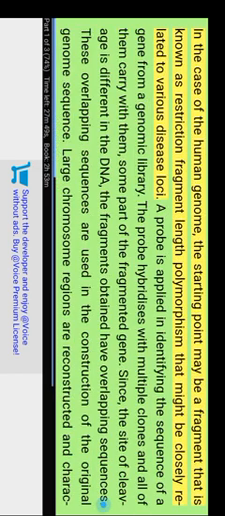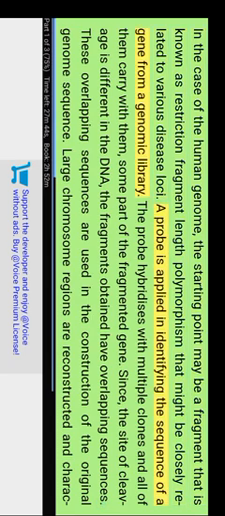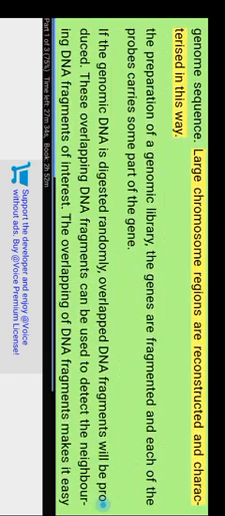Figure 12.40. In the case of the human genome, the starting point may be a fragment that is known as restriction fragment length polymorphism that might be closely related to various disease loci. A probe is applied in identifying the sequence of a gene from a genomic library. The probe hybridizes with multiple clones and all of them carry some part of the fragmented gene. Since the site of cleavage is different in the DNA, the fragments obtained have overlapping sequences. These overlapping sequences are used in the construction of the original genome sequence. Large chromosome regions are reconstructed and characterized in this way.